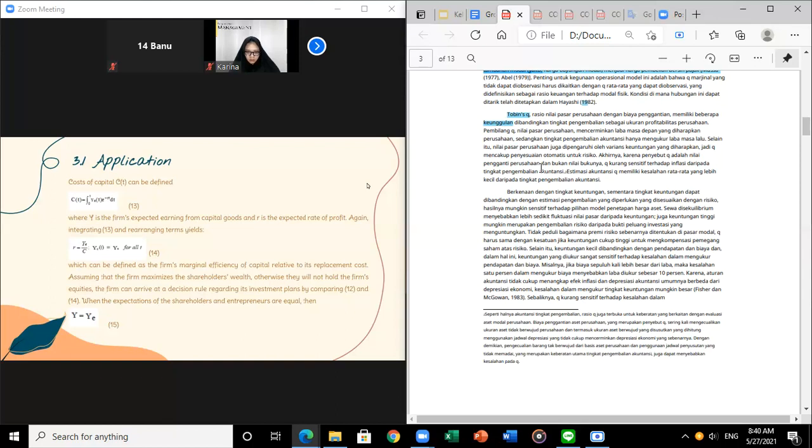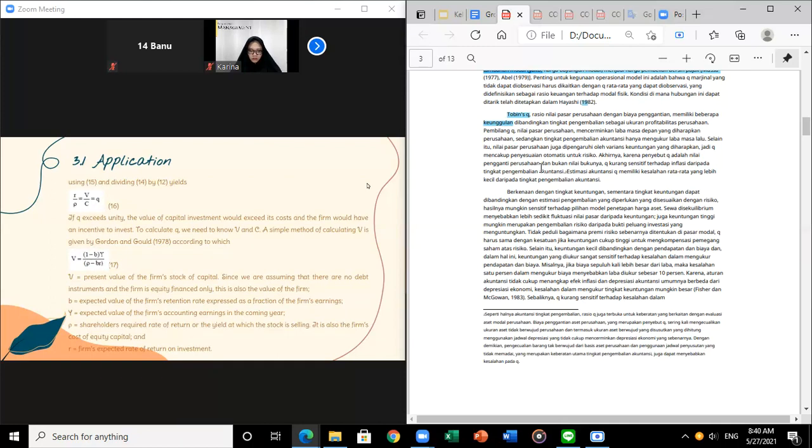which can be defined as the firm's marginal efficiency of capital relative to its replacement cost, assuming that the firm maximizes shareholder wealth. Otherwise, they will not hold the firm's equities. The firm can arrive at a decision rule regarding its investment plan by comparing equation number 12 and number 14. When the expectations of the shareholder and the partners are equal, then y equals ye.